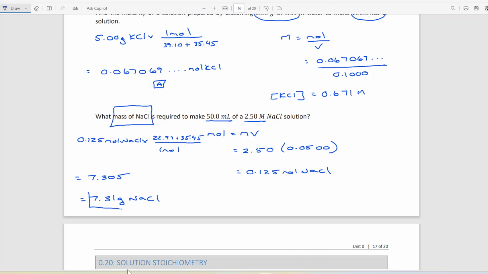And you want to make sure that you're clear where your answer is, especially because I went with a calculation. The first thing I did was calculate moles, and the second thing I did was calculate grams. Just make it really clear where your answer is.